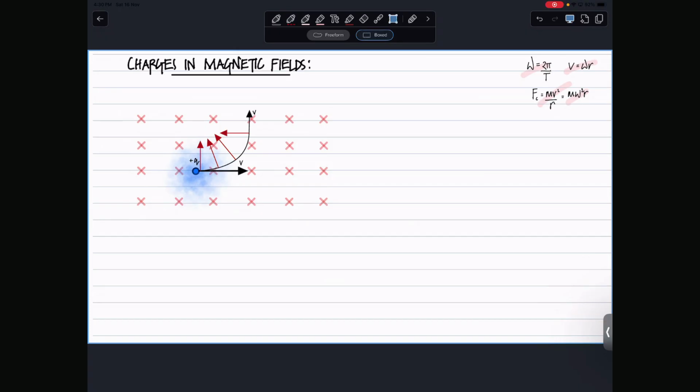Well, it depends on the source. Radioactive decay produces alpha, right? And the radioactive decay can give you a varying range of values. So it can vary. If it's a very fast-moving alpha, it'll produce a very large radius. If it's a slow-moving alpha, it'll produce a small radius.